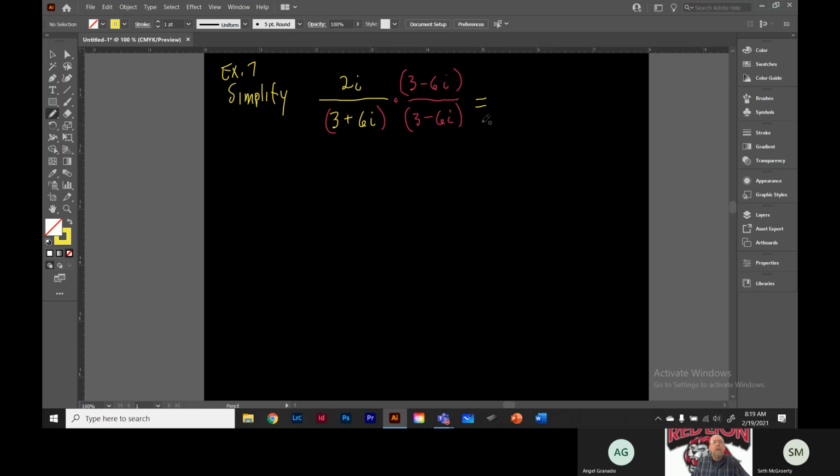And let's see what happens. I'll tell you what, let's do the top first. So we're going to take this. The reason I put this in parentheses is because this 2i is being multiplied by the sum right here, so we have to distribute here.